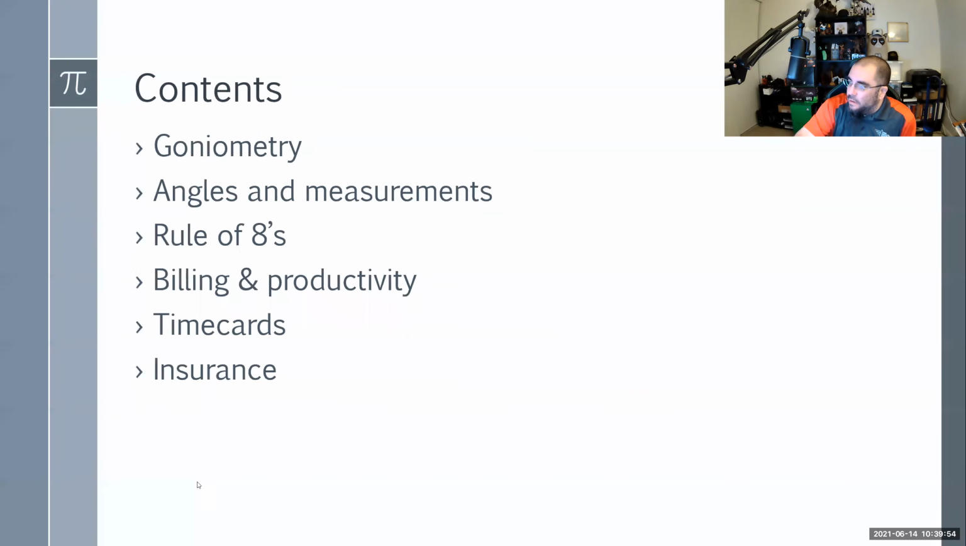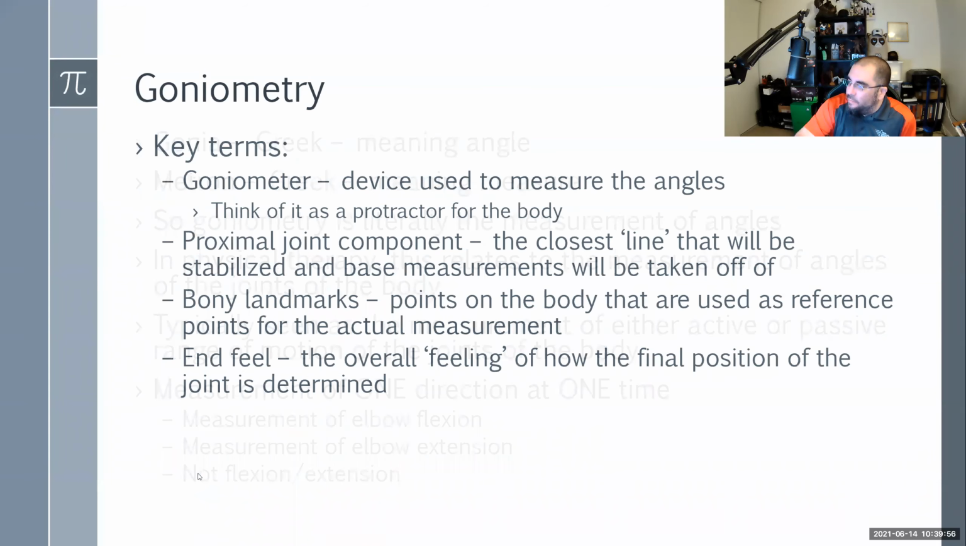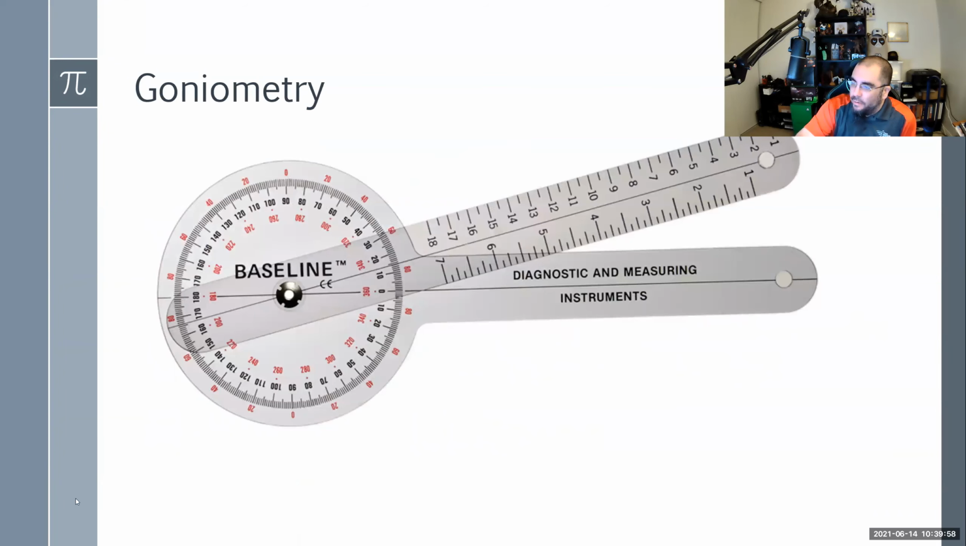So goniometry is when we use one of these bad boys here, the goniometer. What this basically is, we're measuring the angles of the body, right? When I say angles of the body, it's more about the angles of the specific joints of the body. So why is this important?